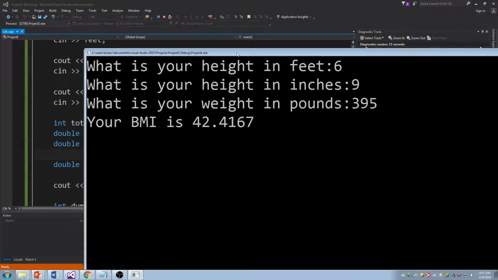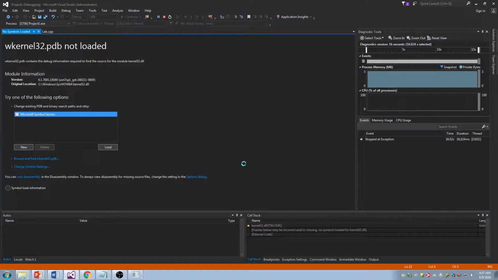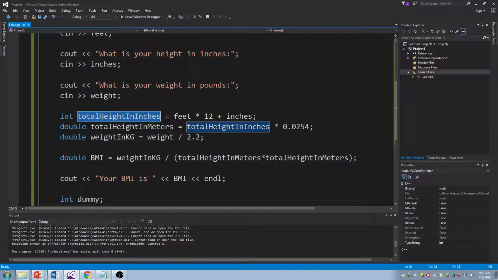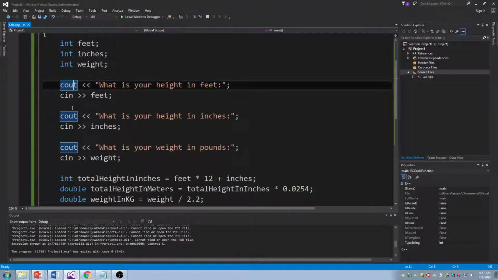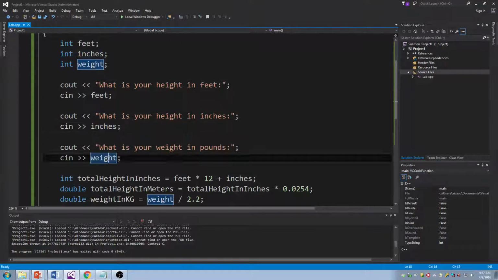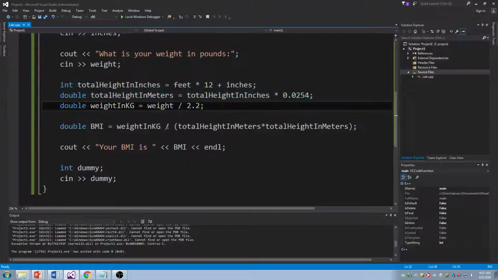Okay. And that's how you solve this. So the easiest thing to do, really, you want to break this out into doing one step at a time. You want to calculate your height in inches. Then you want to calculate your height in meters. Then you want to calculate your weight in kilograms. And then you use those things to calculate your BMI. Notice I'm making variables for every single one of these. So it amounts to, you call cout to ask for height, inches, pounds. Store those into variables here. Do your calculations here. And then your BMI is your weight divided by your height in meters squared. All right, questions on this lab?